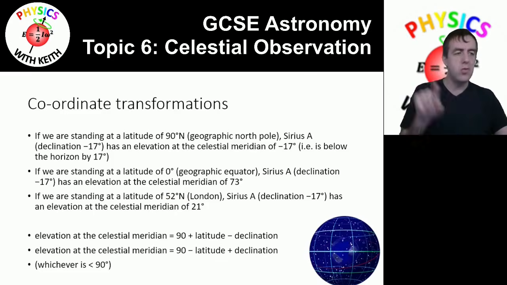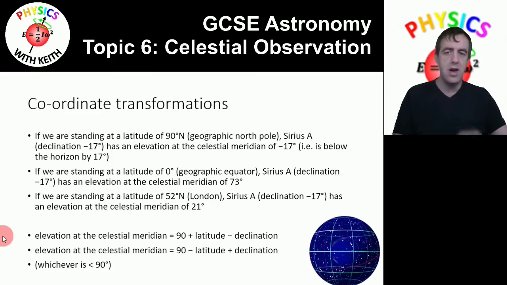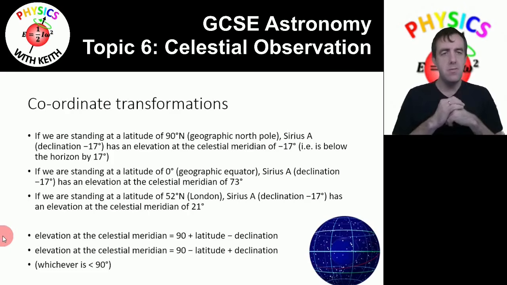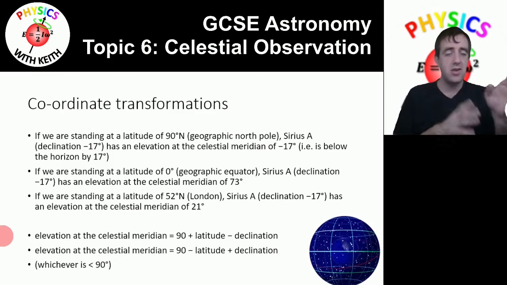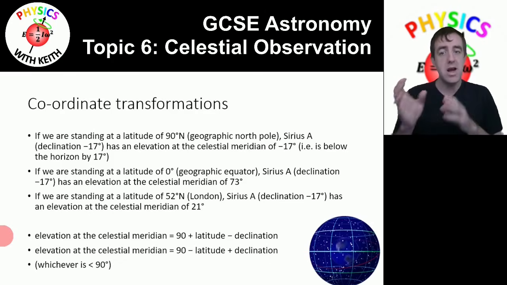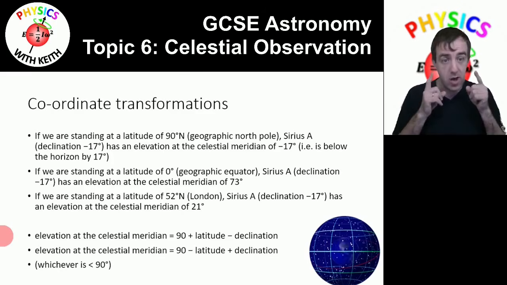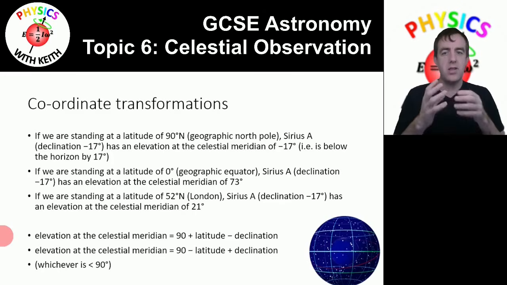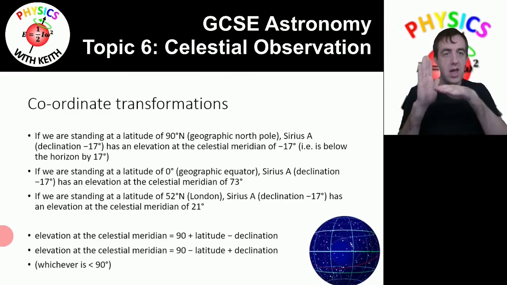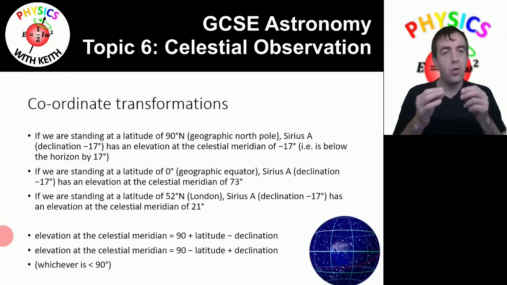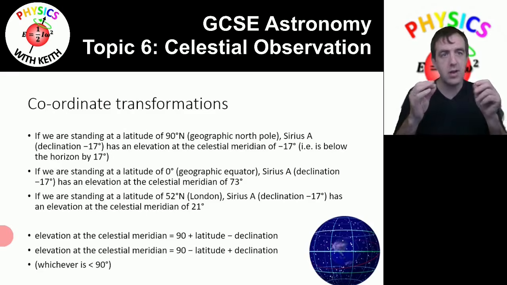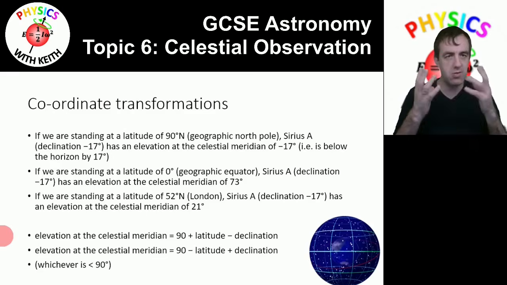You use these formulas at the bottom of the screen here. Your elevation at the celestial meridian of the body you're looking at is going to be 90 degrees, either plus the latitude minus the declination, or minus the latitude plus the declination. The latitude here refers to the observer's latitude. The declination refers to the angle above the horizon for the highest point that the body will reach when it crosses the celestial meridian.